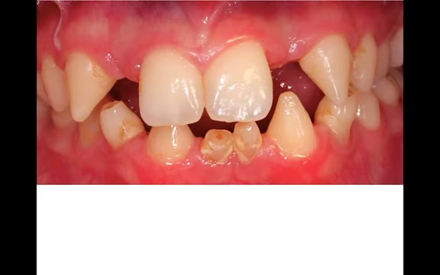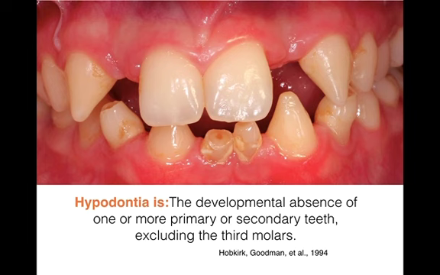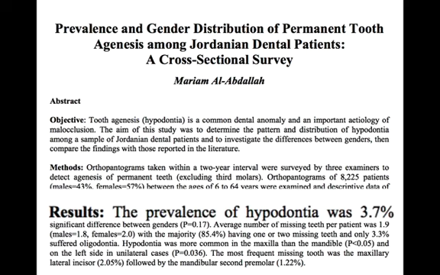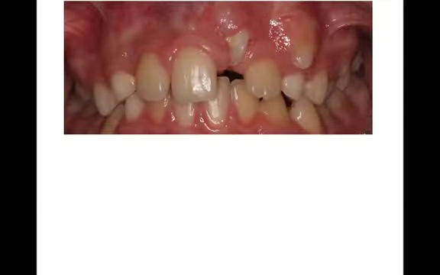So basically, let's start with talking about hypodontia. Hypodontia is a developmental absence of one or more primary or secondary teeth, excluding third molars. How common is hypodontia in Jordan? According to the study done by our colleague Dr. Mariam Al-Abdallah, hypodontia prevalence in Jordan is 3.7% of the cases.